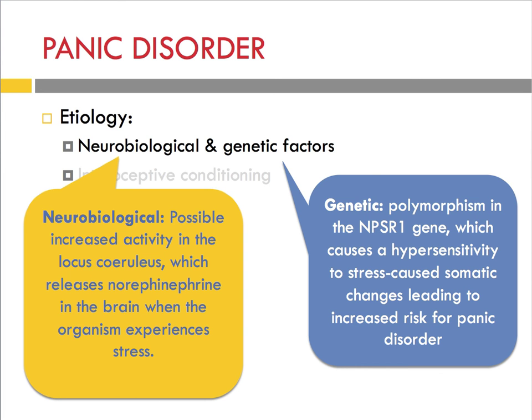Studies have also shown that genes might play a role, particularly when a person has a polymorphism on the NPSR1 gene, which may lead to a hypersensitivity to stress-caused somatic or physiological changes.